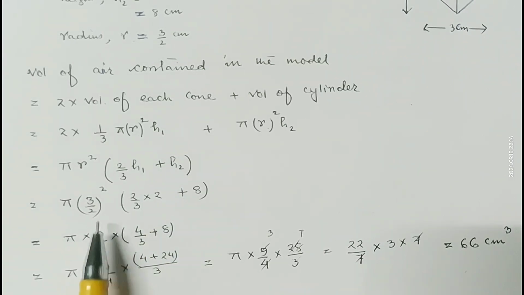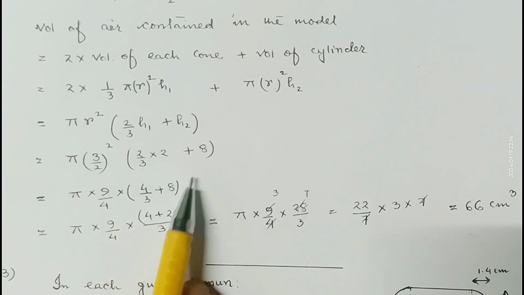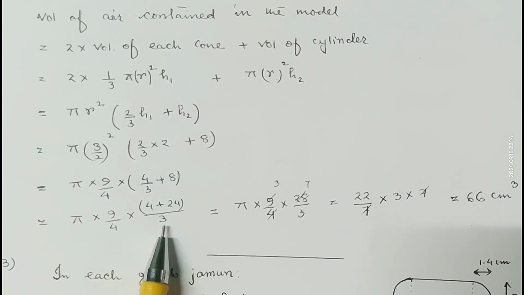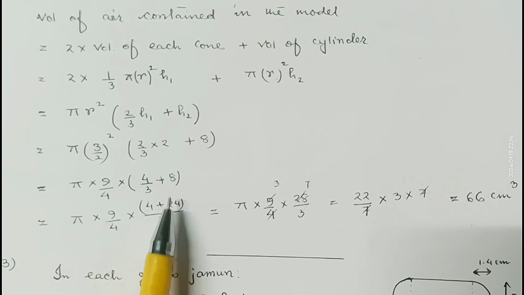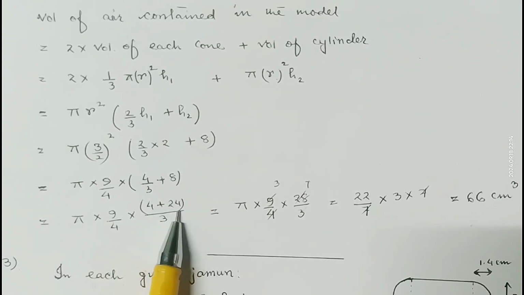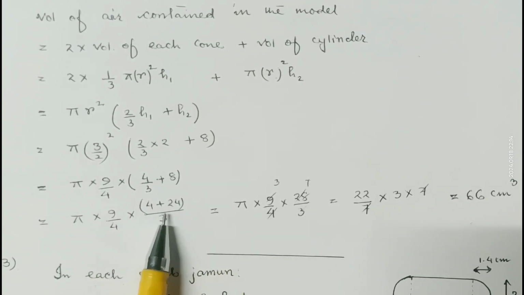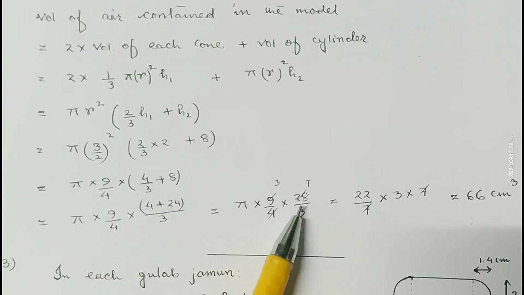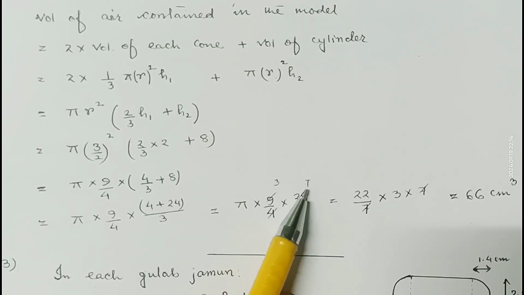So pi into 3 square is 9, 2 square is 4. 2 2 is 4 by 3 plus 8. Here if I take LCM, 3 divided by 3 is 1, 4 1 is 4, plus 3 divided by 1 is 3, 3 8 is 24. That means pi into 9 by 4 into 24 plus 4 will give 28 by 3. Now 3 and 9 can be cancelled, it will be 3. 4 and 28 can be cancelled, it will be 7.